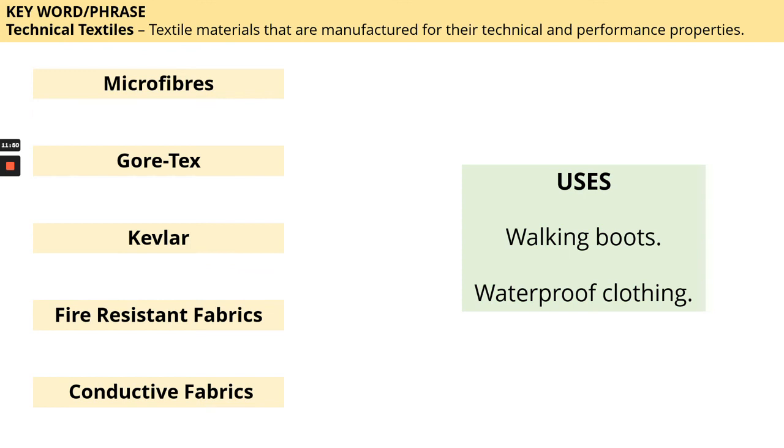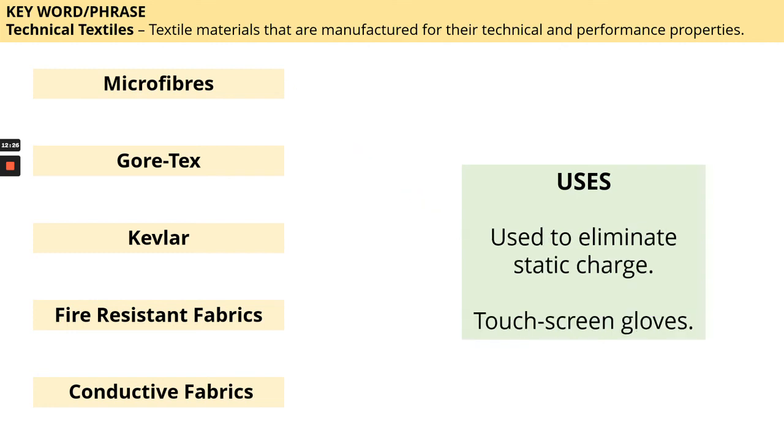Okay, next, moving on to the uses. So we've got our uses on the right hand side. Those relate to one of our technical textiles that you can see on the left. So we have a technical textile that is used to make walking boots and waterproof clothing. What could it be? If you said Gore-Tex, you are correct. Next one, a technical textile used to make outdoor clothing and sportswear. If you think it is microfibers, you are correct.